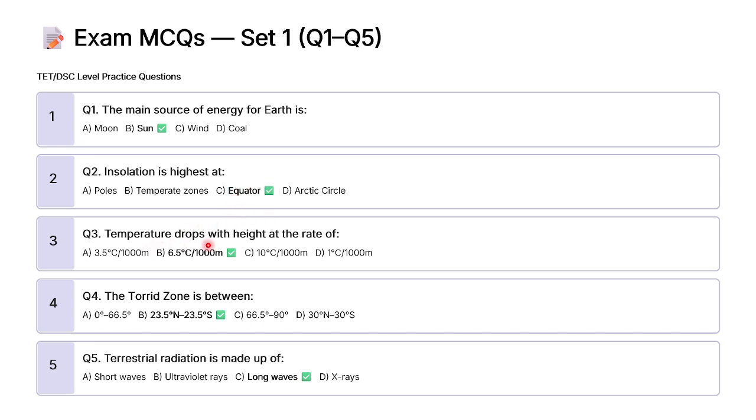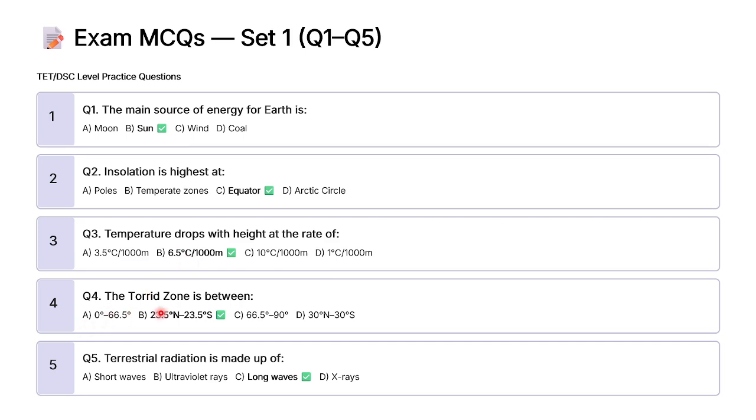So the temperature drops with height at the rate of, many times it is asked in the TET examination, 3.5 Celsius per 1000 meters, 6.5 Celsius per 1000 meters, 10 Celsius per 1000 meters, or 1 Celsius per 1000 meters. The right answer is, as the height goes up, the temperature drops 6.5 C for every 1000 meters.